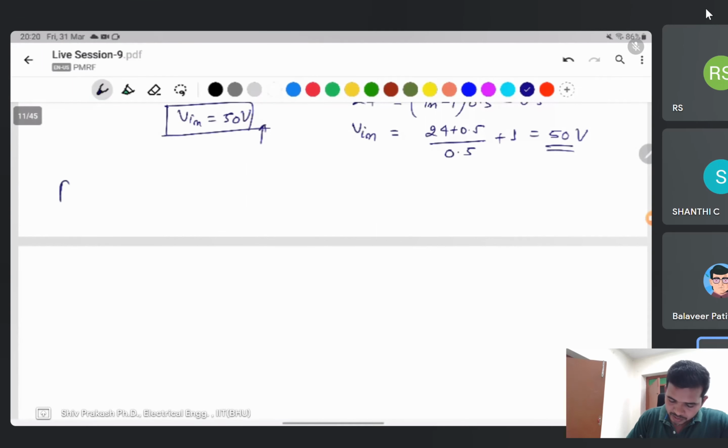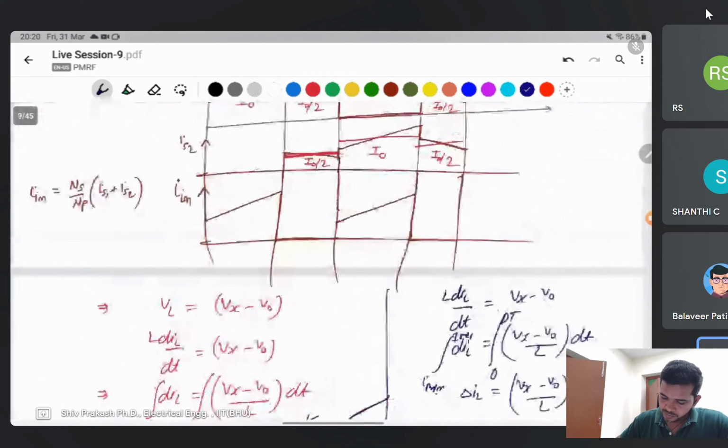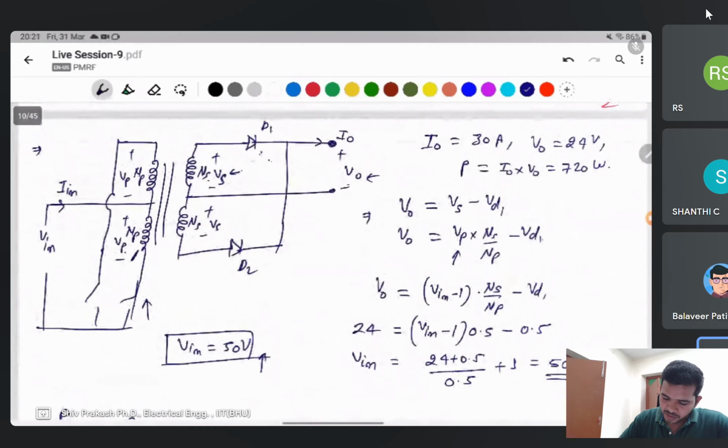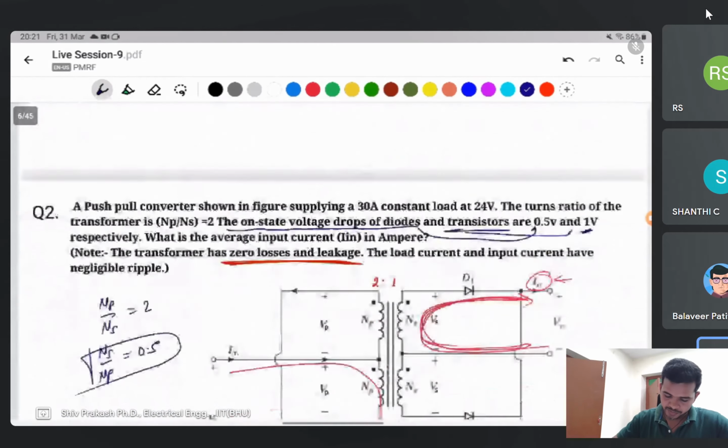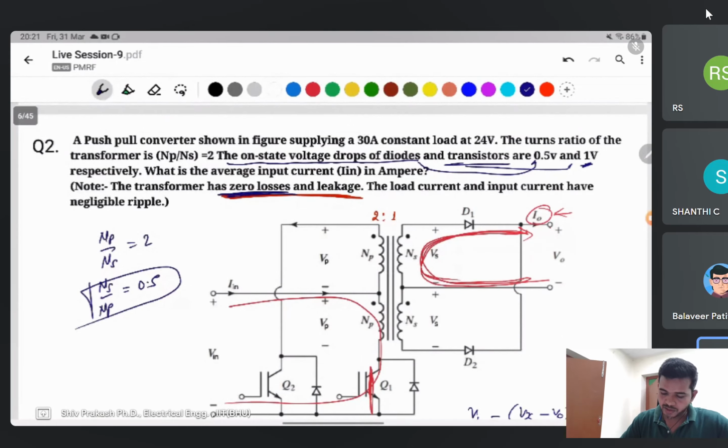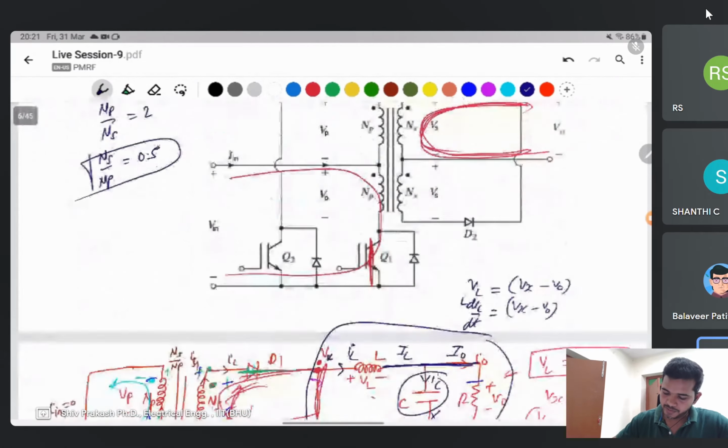Then what will the power? P out, input power, output power plus the power drop here, and this one is the switches' power loss. We include this power loss. Transformer resistance is given as 0, negligible here, 0 losses. That's why you can ignore the power loss of the transformer.